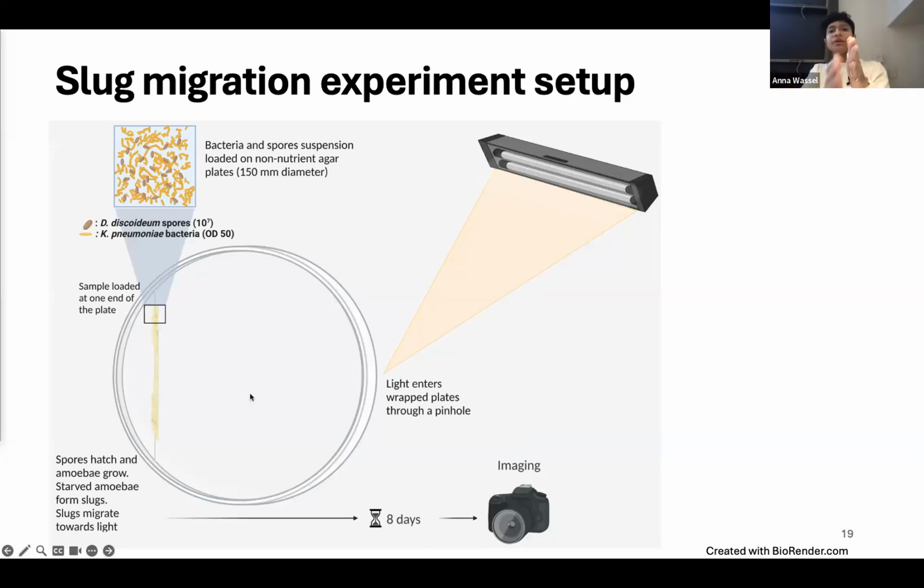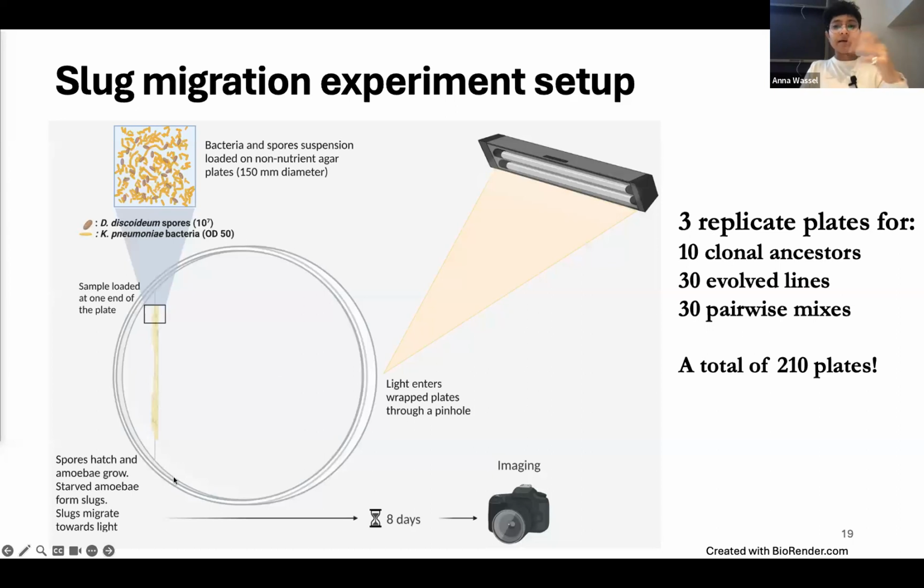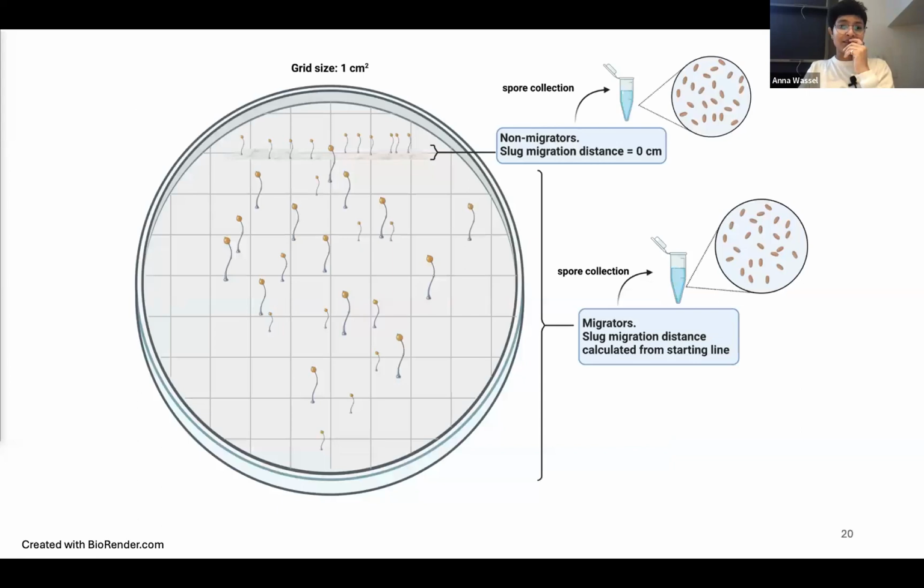And then I can measure the distances of individual slugs that have traveled further from this so-called starting line. And I did this for a whole bunch of plates. It was quite a lot.